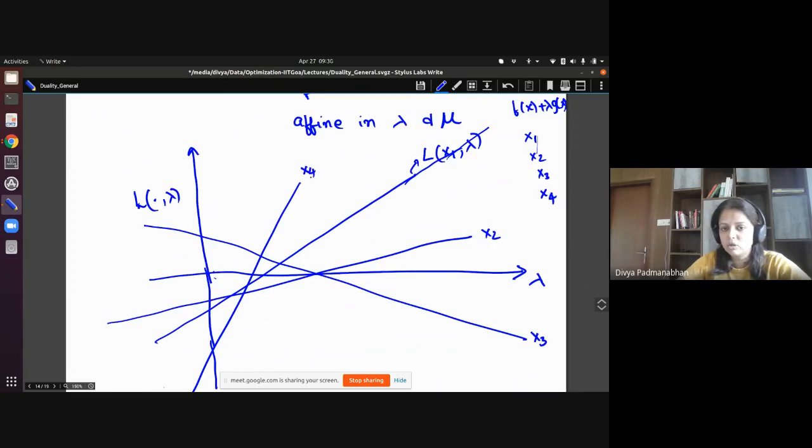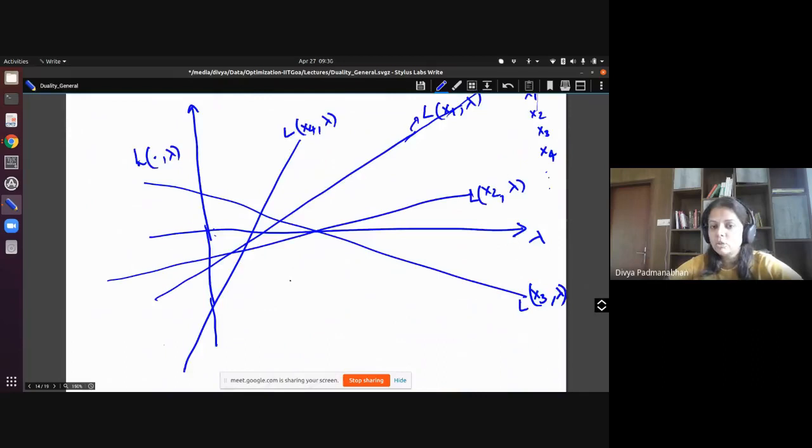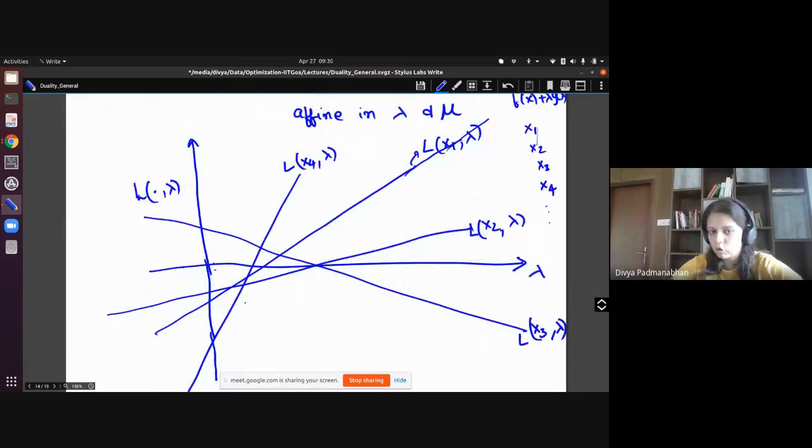So corresponding to this is L of x4 lambda, L of x2 lambda, and this is L of x3 lambda. Okay, so you get different lines corresponding to each of the x's, and like that you have many lines corresponding to each x in the domain capital X. You will get a different line. Okay, so what we are saying when we compute the dual function is the inf over all these lines.